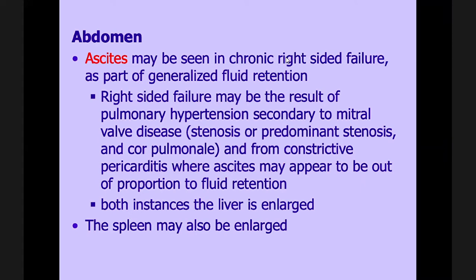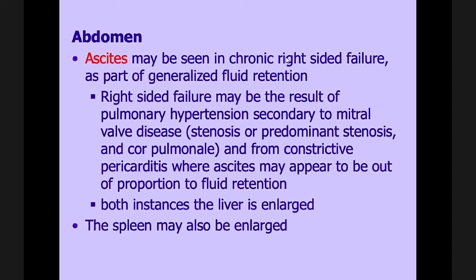Now, we also examine the abdomen. Part of the examination of the heart is to look at the abdomen, because there are also some clues that will tell you that this patient might be suffering from right-sided failure. For example, you have ascites. This is seen in patients who have chronic right-sided failure, as part of generalized fluid retention.